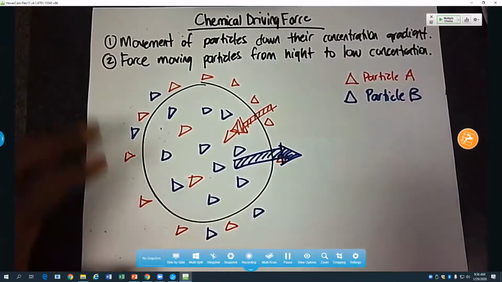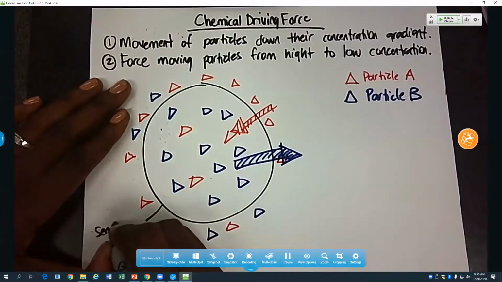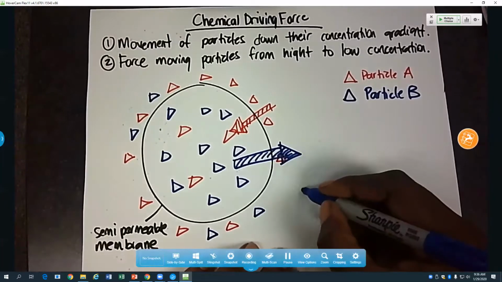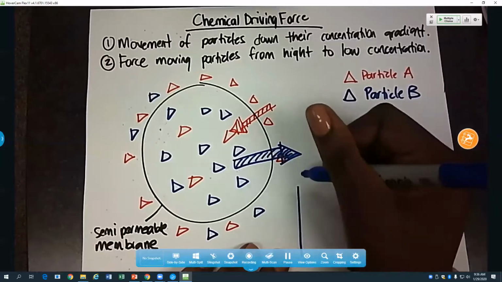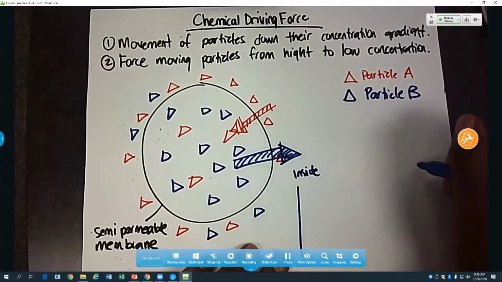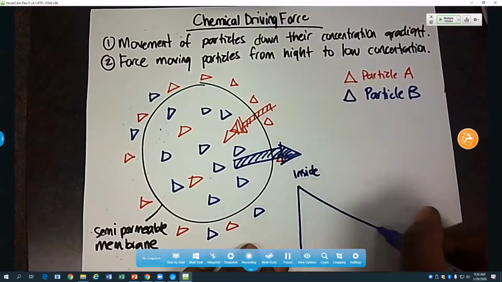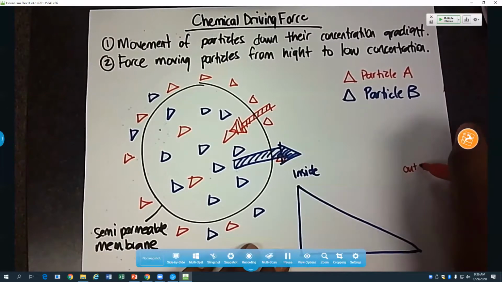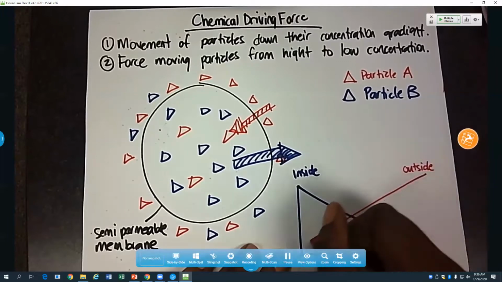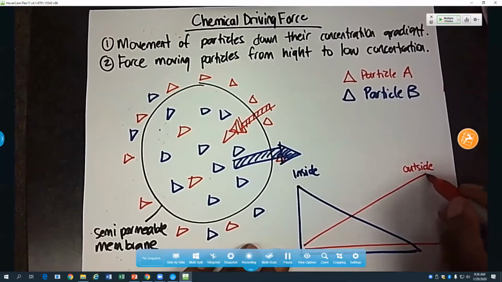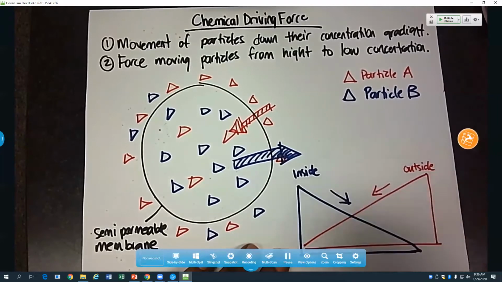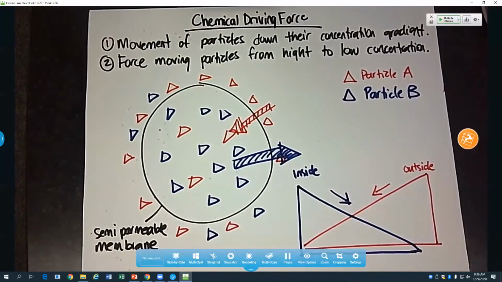Okay. Let's point out that this is a semi-permeable membrane. So if you were to graphically represent this here, from the inside, particle B is moving out according to its concentration gradient. But from the outside, particle A is moving in according to its concentration gradient. Okay, so they're both moving down their concentration gradients in opposite directions. So this is the chemical driving force.